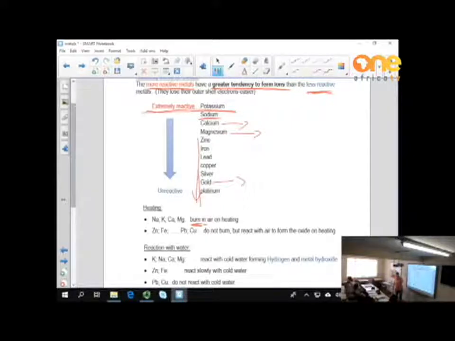Magnesium burns with a very bright white flame. That's why they use it in flares. They add magnesium to the flare, which makes the very bright white light.